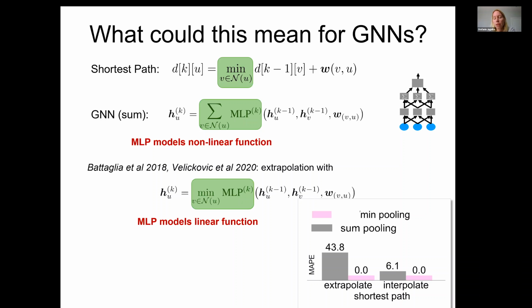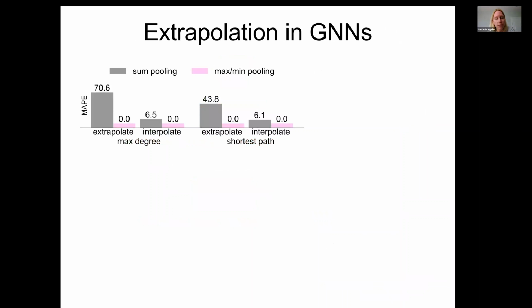And this is what you see empirically too: for interpolation, both of them work fine, but if you do extrapolation, so you look at graphs with different degrees and different sizes, then the sum pooling does much worse than the min pooling. This is a phenomenon you observe also for max degree, which has the same problem, that you're learning a max operator. If you hard code the max operator, it extrapolates better. So as long as your extrapolation just requires a linear function, you're okay. Otherwise, you would need too much prior knowledge.